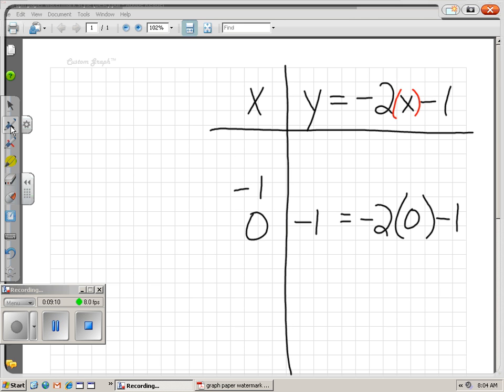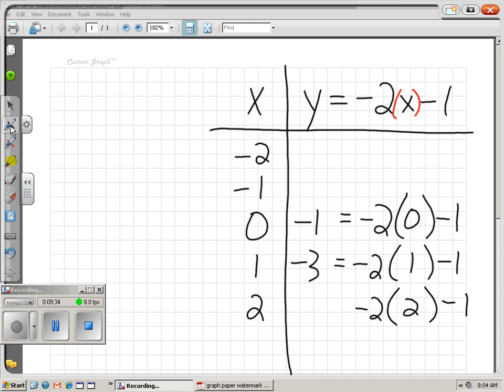It's always good to run a couple negative numbers through and a couple positive numbers just to get a good picture of the graph. I'm going to go ahead and finish my positive numbers here. So negative 2, take out the x, put in a 1. Remember to subtract 1 on the end. Do your math. Negative 2 times 1 is negative 2. Take away 1 is negative 3.